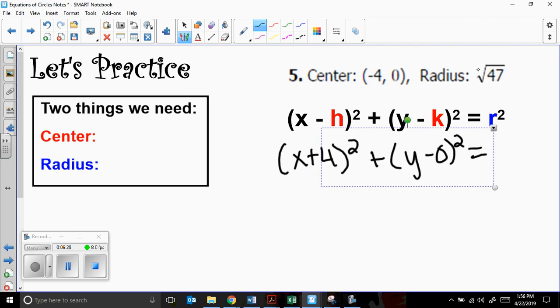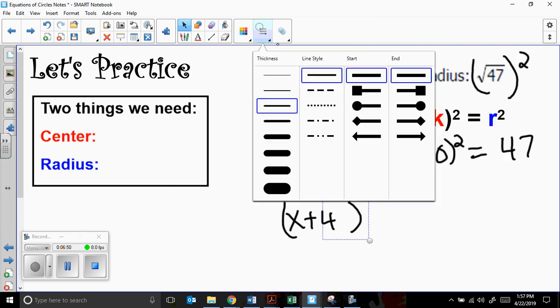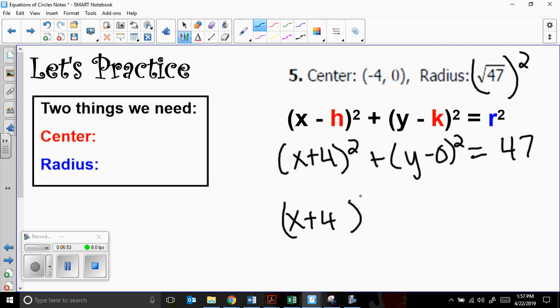Now, we have to take the radius and square it. So if I take the square root of 47 and I square it, remember the square root and the square cancel each other out, so we're just left with 47. Again, we're not going to keep that y minus 0, so we rewrite this as (x plus 4) squared plus y squared equals 47. And here will be the equation for that circle.